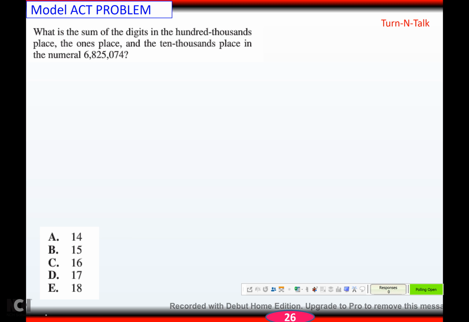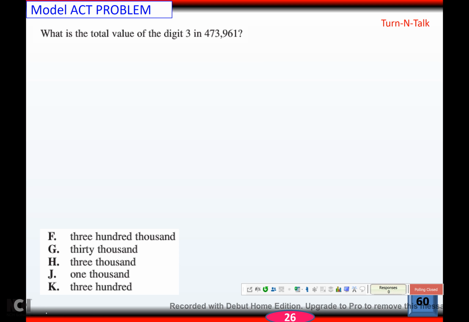Okay, hit pause. Come back when you're ready. Try not to take more than a minute. And hopefully you got A. It says, what is the sum? That means I'm adding the digits in the 100,000ths place. 100,000ths place would be the 8. 10,000ths place, 1,000 would be the 2. And, oh, the ones place, I missed that one. That would be a 4. That's 10 plus 4 is 14.